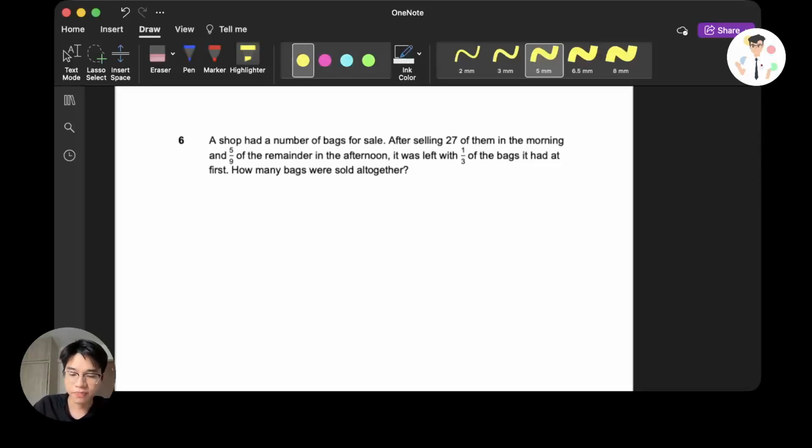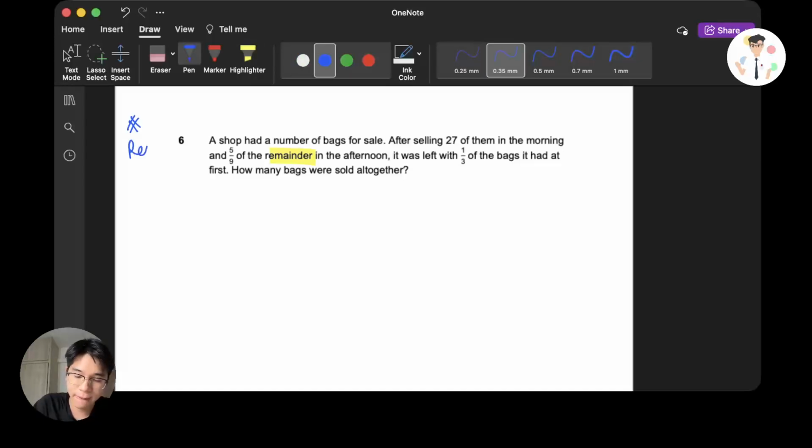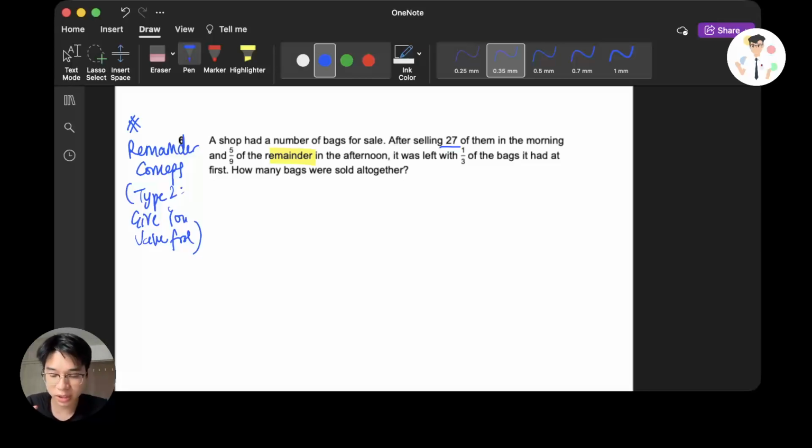Okay, again, you see a question that I've been putting inside, which is the remainder concept. As you can see here, there's another remainder, but this round, what type is it? Now, this is the remainder concept, but since you are seeing this 27 given at the beginning instead of at the end, this is type number 2. This is give you value first. Again, as you know, when you are doing this question, you should start with that 27 first.